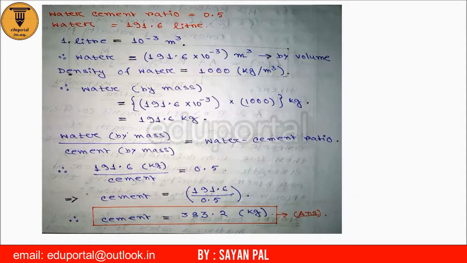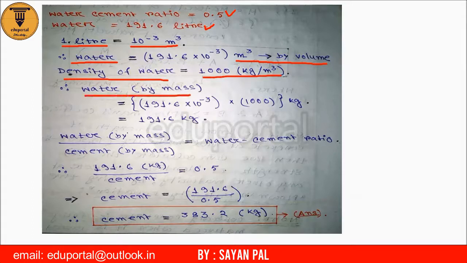The water cement ratio given is 0.5, and water is given as 191.6 liters. We know 1 liter of water equals 10 to the power minus 3 meter cube by volume. So water equals 191.6 into 10 to the power minus 3 meter cube by volume. We know the density of water is 1000 kg per meter cube. So we get the water by mass, that is volume into density, so water by mass is 191.6 kg.